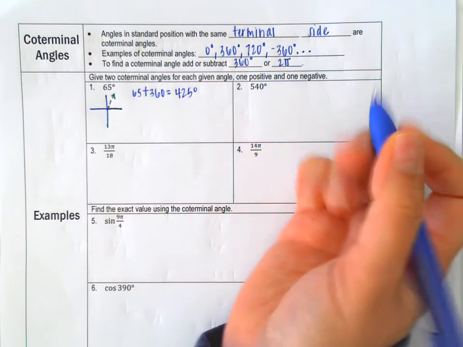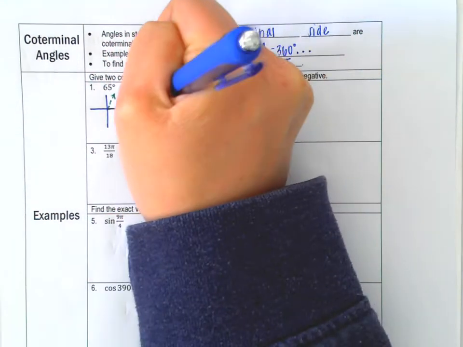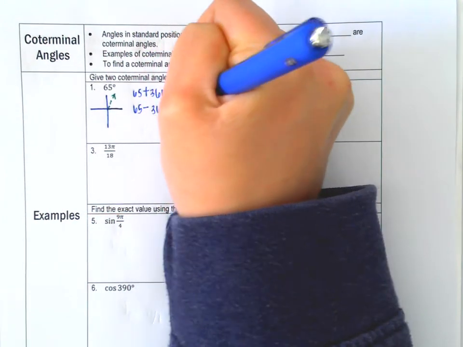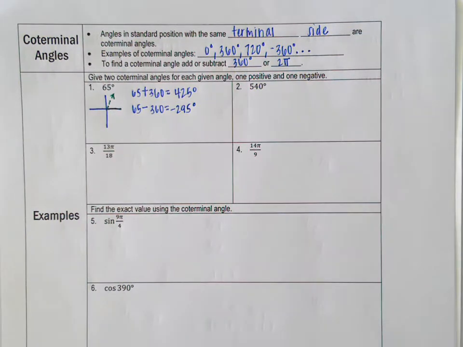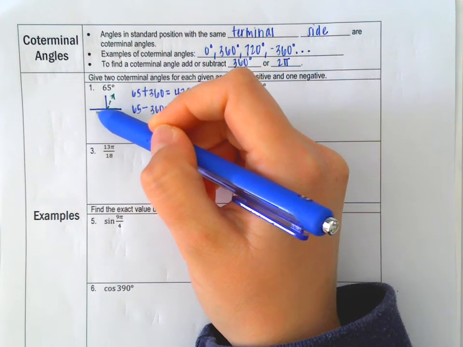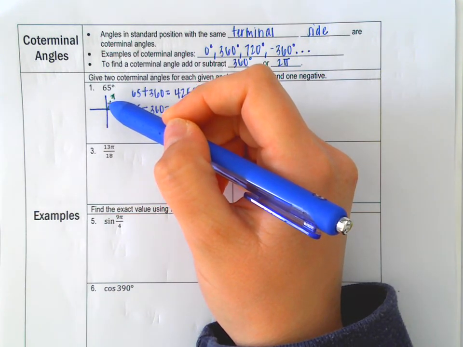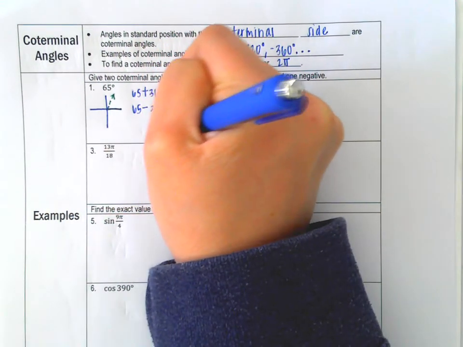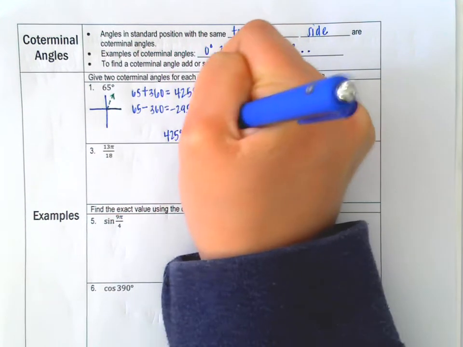Now to get the negative, it would be 65 minus 360, which is negative 295. So negative 295 means it's going negative 295 in this direction, and it lands me right there. So those are my 2 answers, 425 degrees and negative 295 degrees.